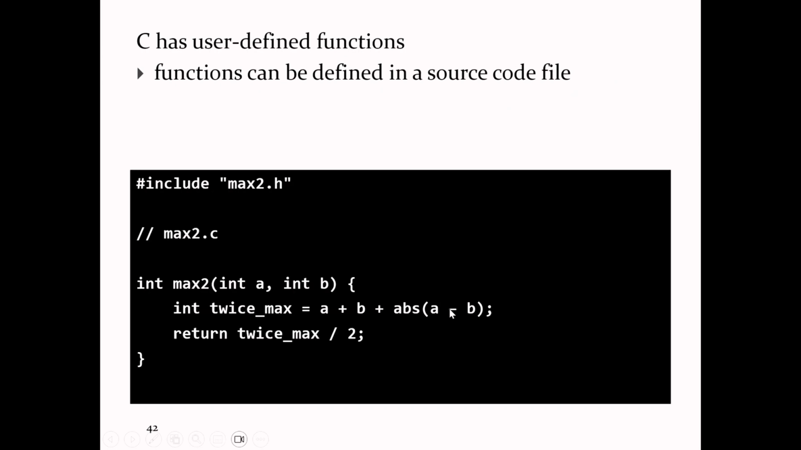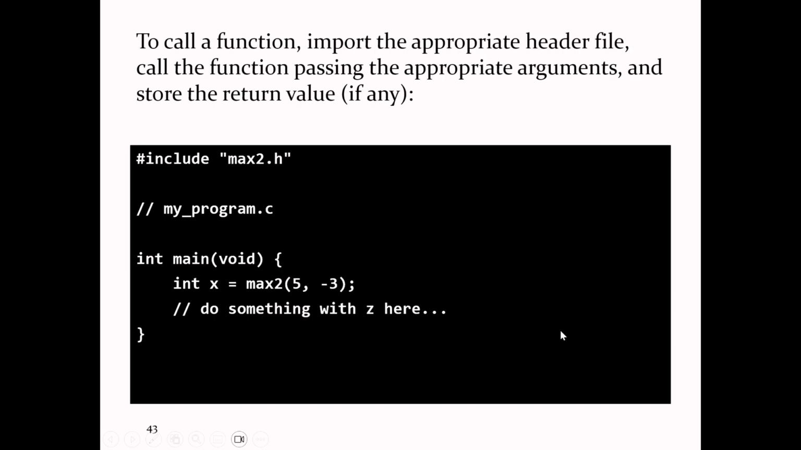Somewhere else, you define the function. So maybe in max2.c, you define your function. Your function here is very weird. If you want to compute the max of A and B, you could just write an if statement. I'm going to do this instead. It's strange, but it's here for a reason.